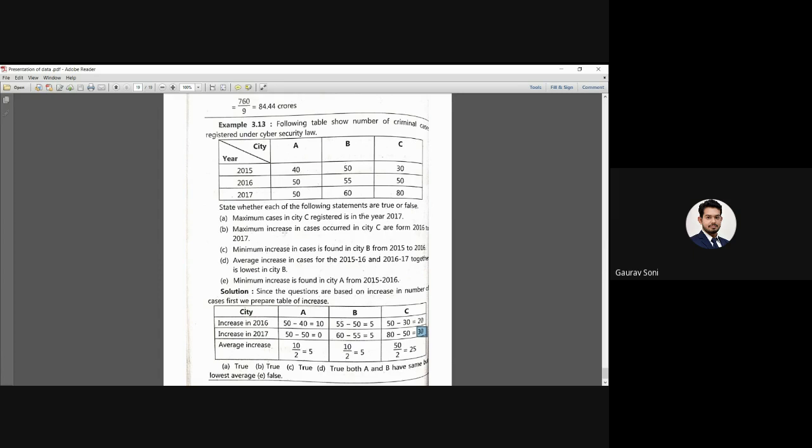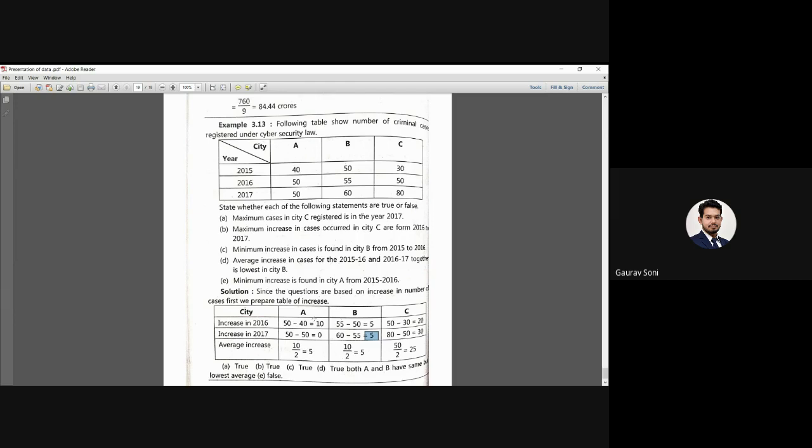Minimum increase in cases is found in city B from 2015 to 16. I'll need the increase in 2016 if I want to verify this statement. In 2016, I need to look at city B, that is 5. Even in the year 2017, it is 5. So can I say that yes, it is minimum? Yes, sir.